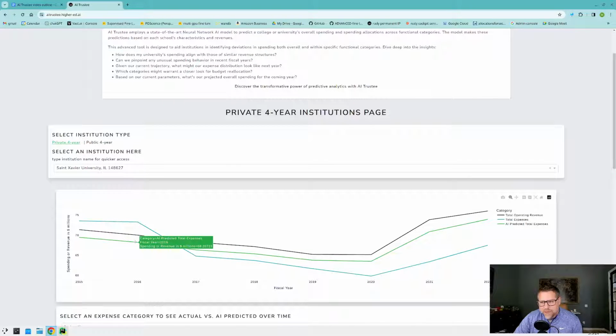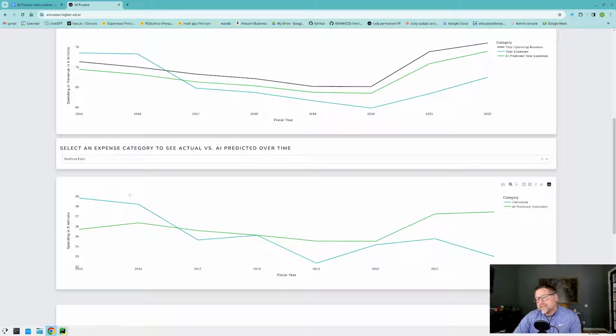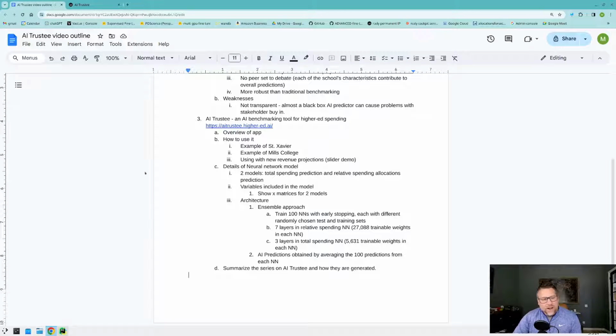All right, so that's how these AI Trustee values are generated, right? So the AI predicts what the spending should be, this green series here. So AI predicted, and we compare that to actuals, and that's this new way of doing benchmarking that doesn't involve peer sets, but it does have the drawback that it's a lot more of a black box as to how it works.